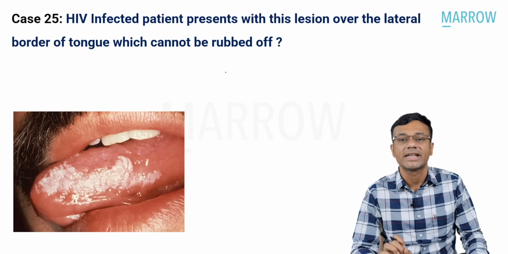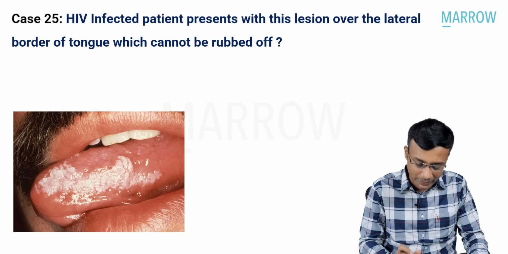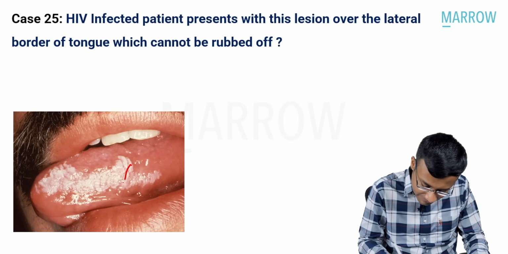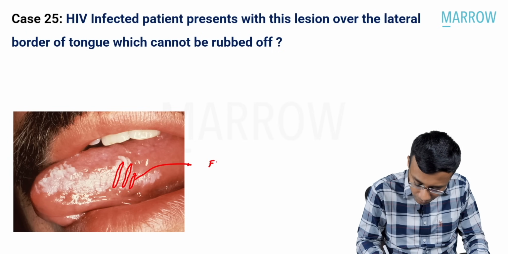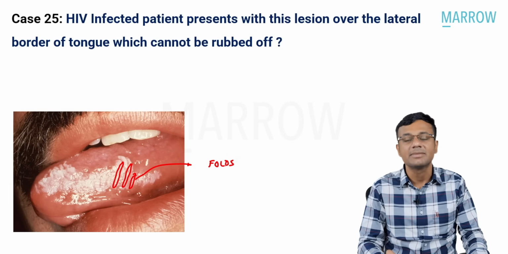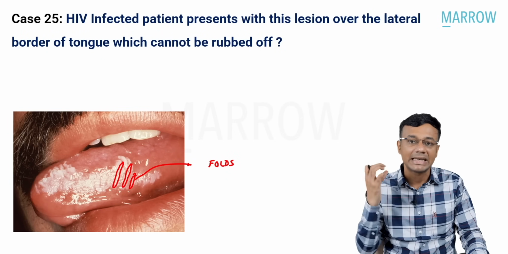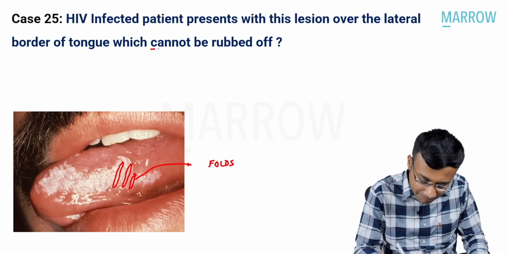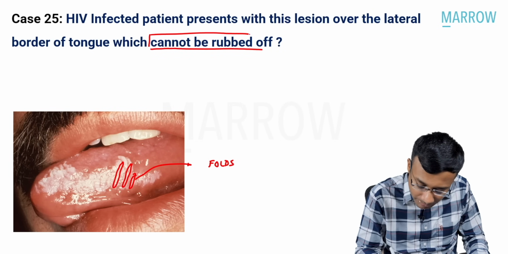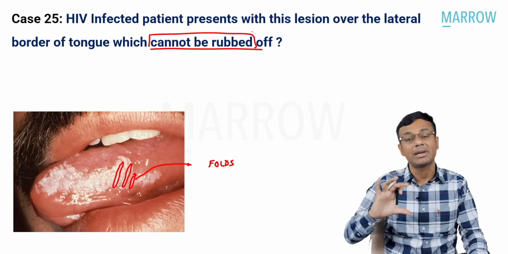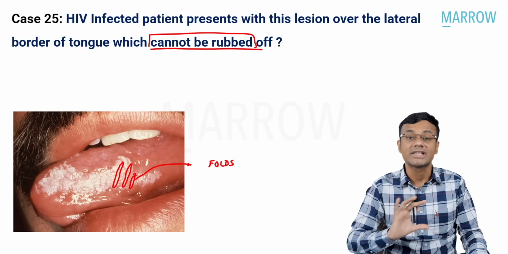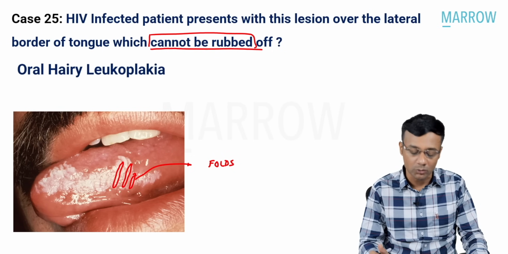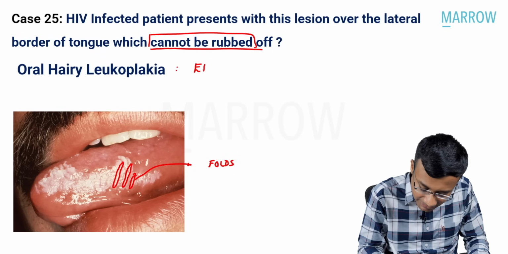Next is a case of an HIV infected patient who presents with a white plaque. You look at this white plaque, it has got some corrugations. Corrugation means thrown into folds. So HIV infected patient presents with a white corrugated plaque, lateral border of the tongue, very, very important, cannot be rubbed off. If you remember, students, I told you HIV patient white plaque can be rubbed off, think of oral candidiasis. HIV patient white plaque which cannot be rubbed off, think of oral hairy leukoplakia, which is produced by Epstein-Barr virus.